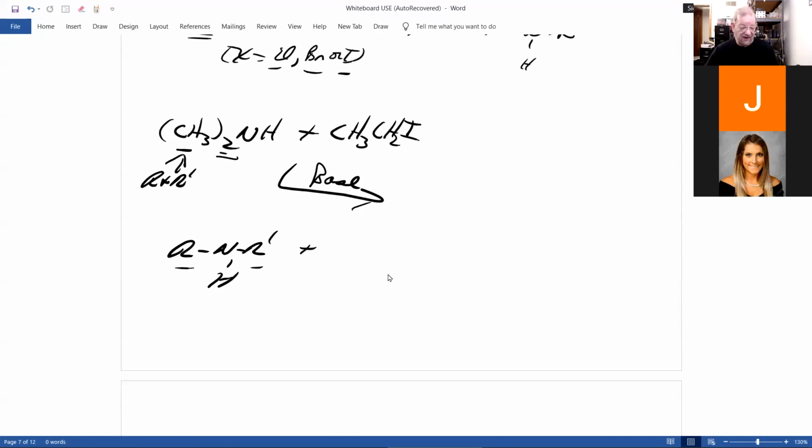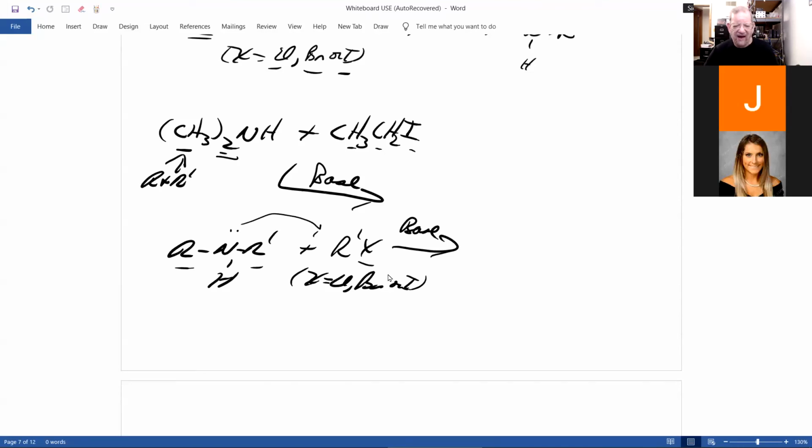And then we have carbon-carbon halogen, alkyl halide, in the presence of base. Remember, X can be chlorine, bromine, or iodine. And this attacks that, kicks out the halogen, and forms a nitrogen-carbon bond. And notice there's 3 bonds to nitrogen, so I have no hydrogens there.